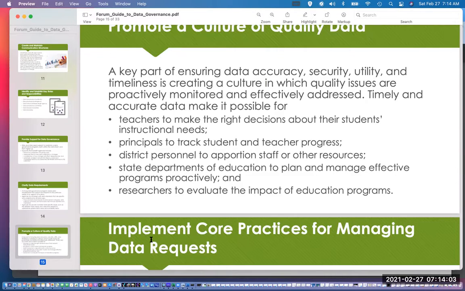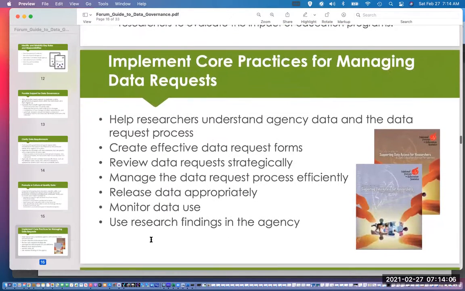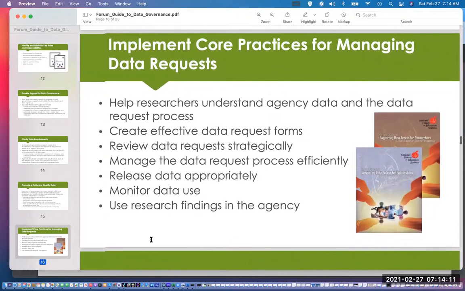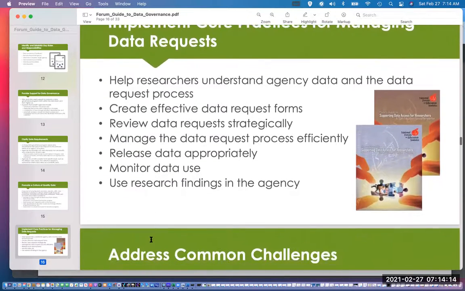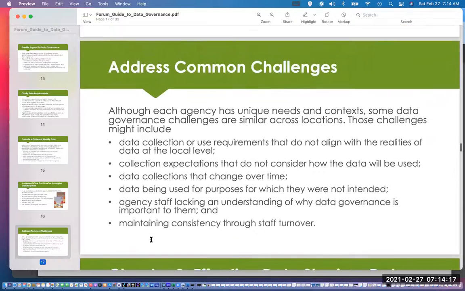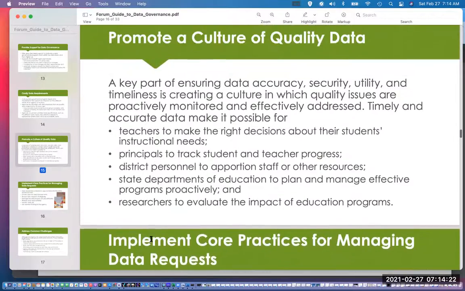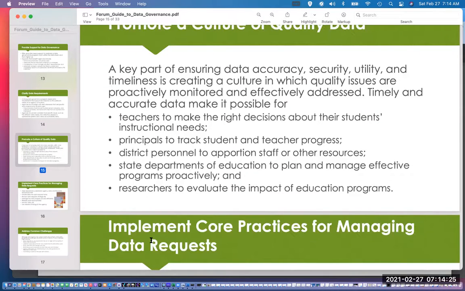A key part of ensuring data accuracy, security, utility, and timeliness is creating a culture in which quality issues are proactively monitored and effectively addressed. Timely and accurate data make it possible for teachers to make the right decisions about their students' instructional needs, principals to track student and teacher progress, district personnel to apportion staff or other resources, state departments of education to plan and manage effective programs proactively, and researchers to evaluate the impact of education programs.